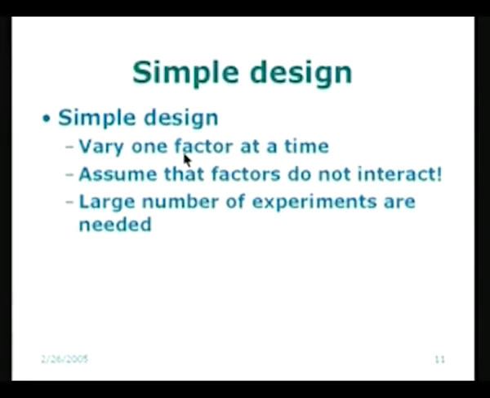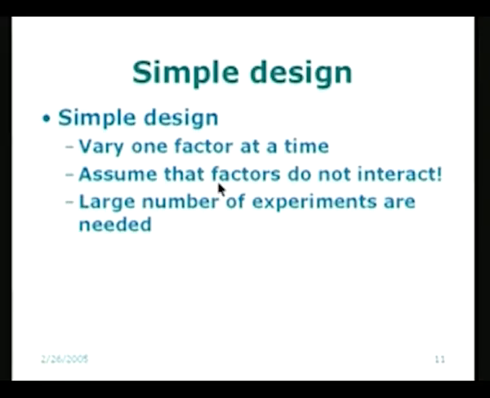So, the simple design is characterized by varying one factor at a time. Suppose there are 3 variables which are going to be affecting the outcome, you vary each one at a time, keep the other 2 constant. Of course, this will increase the number of experiments required. Of course, you can find out which one are dominant, which are less dominant, and of course, reduce the number of levels as the case may be.